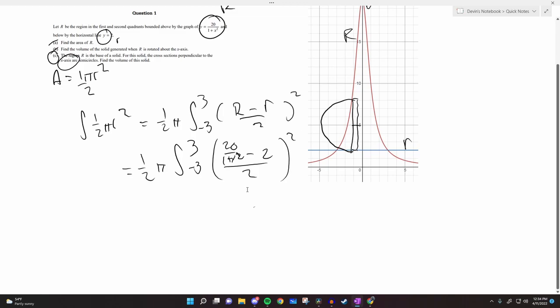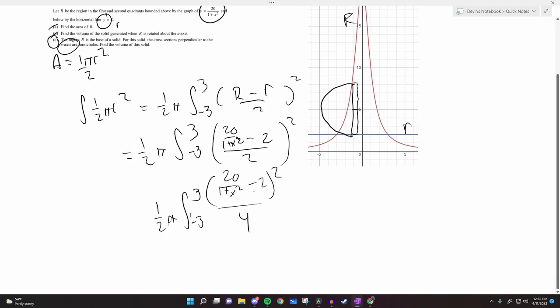Now you could put this in a calculator, but it might get a little messy, so we can clean things up. This squared affects both the numerator and denominator. I'm just trying to make things easier for us, so I'm going to take out that denominator. And again, the 2 is being affected by the square, so it's 2 squared, which is 4. And then we can move out that 4. This is technically a 1/4 because it's in the denominator, so 1/4 times 1/2 pi gives us 1/8 pi, integral from -3 to 3, 20 over 1 plus x squared minus 2, all squared.